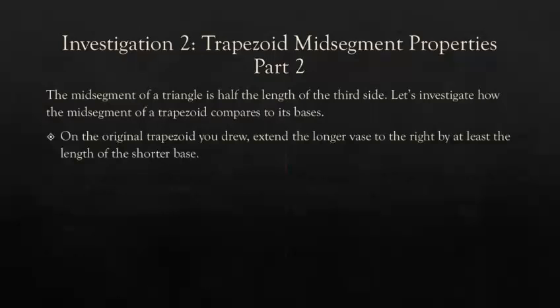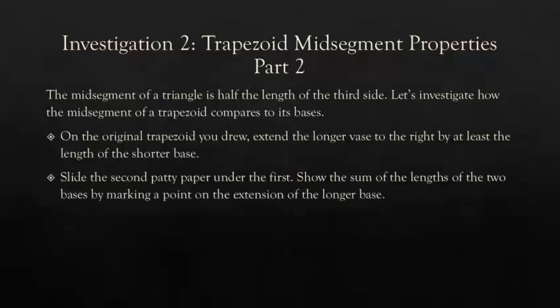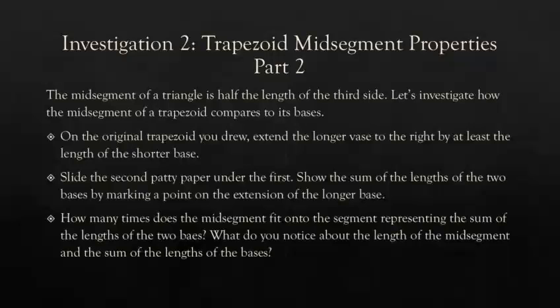So we're going to start with the original trapezoid you drew. Extend the longer base to the right by at least the length of the shorter base. So go ahead and draw that base all the way off the paper to the right. Now slide the second patty paper underneath the first. Mark the sum of the lengths of the two bases. And then, using that second piece of patty paper, compare the mid-segment to the sum of the two bases. What do you notice about the length of the mid-segment and the sum of the lengths of the bases?